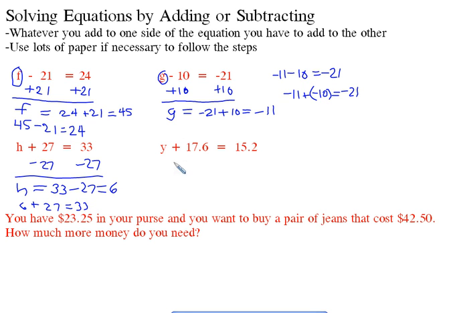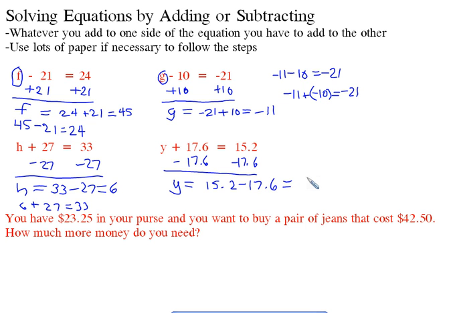And even with decimals or fractions or anything like that, you just do the exact same thing. You're trying to get the variable all by its lonesome on one side of the equation, so that anything on the opposite side of the equation is equal to it. So now y plus 17.6 minus 17.6 is just going to be y. It's equal to 15.2 minus 17.6.